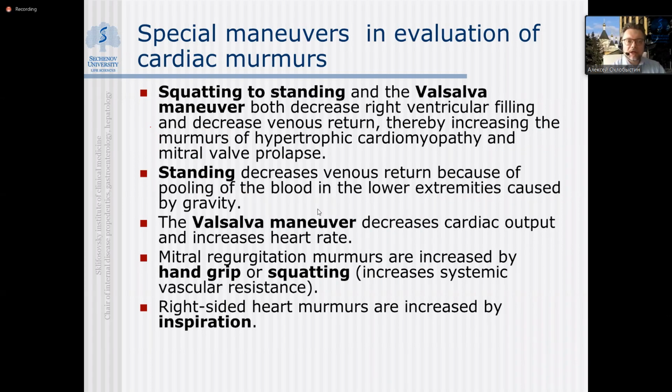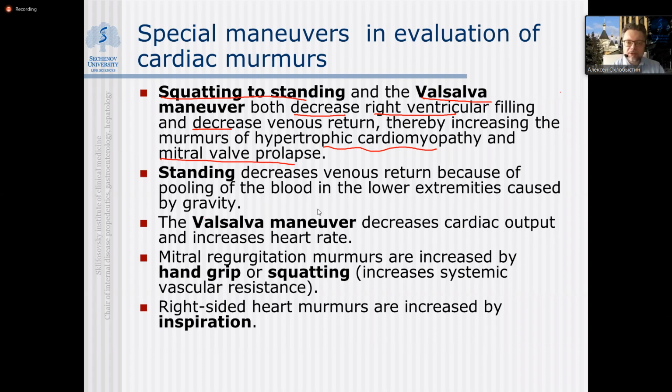What may be the other maneuvers? It may be some kind of physical activity, the squatting to standing maneuver. So you auscultate the patient, he or she will squat, and afterwards the patient will stand up. And the Valsalva maneuver, trying to exhale while the mouth and nose are shut. They'll both decrease venous return: Valsalva due to increased pressure in the chest, squatting to standing due to physical activity. They will decrease right ventricular filling, and therefore they may increase murmurs such as the murmur in hypertrophic cardiomyopathy or mitral valve prolapse.